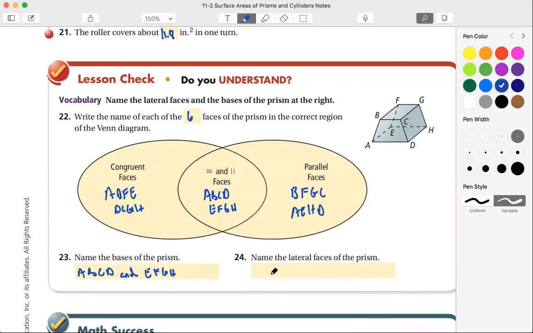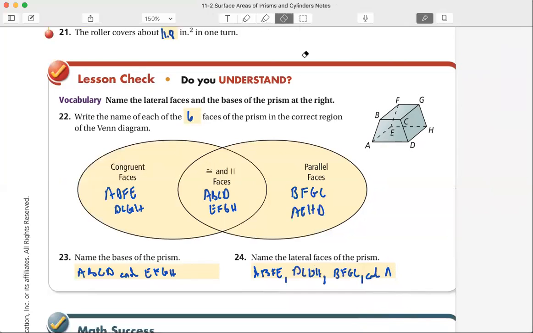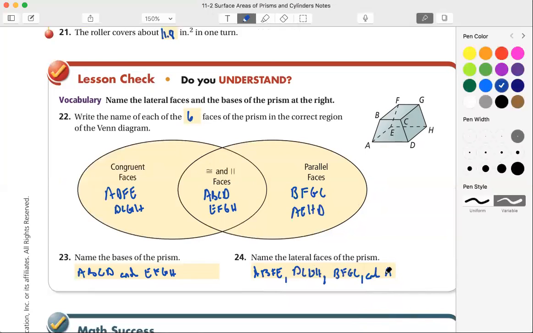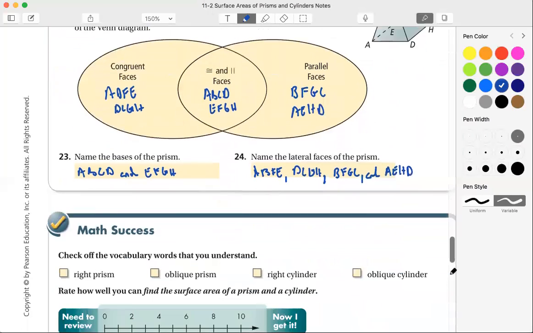The lateral faces are then going to be A, B, F, E; D, C, G, H; B, F, G, C; and A, E, H, D. And that's the end of this section.